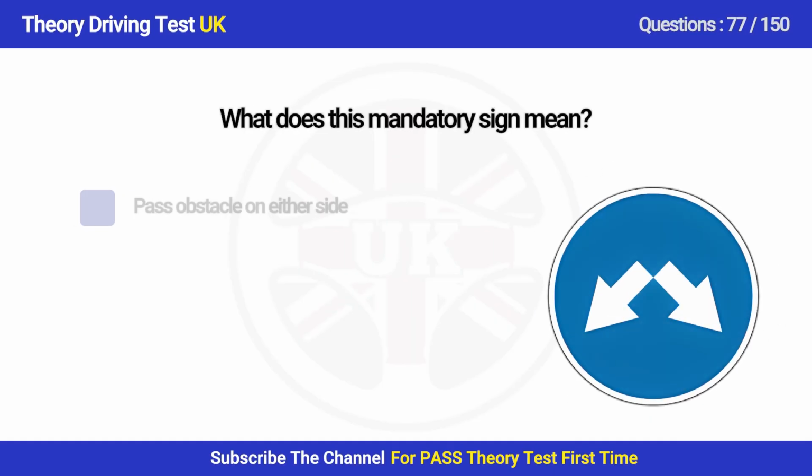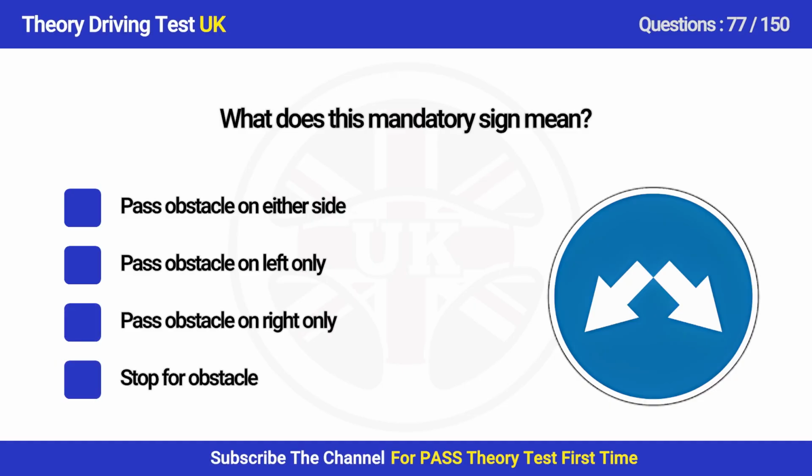Question 77. What does this mandatory sign mean? A. Pass obstacle on either side. B. Pass obstacle on left only. C. Pass obstacle on right only. D. Stop for obstacle.